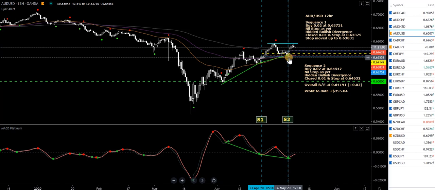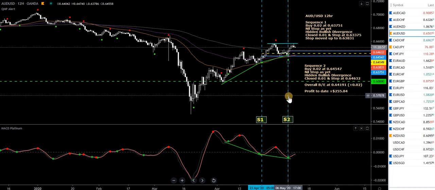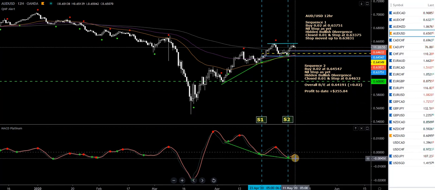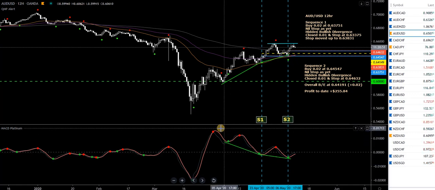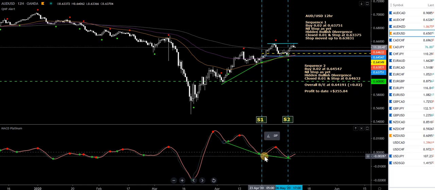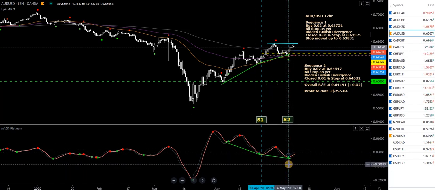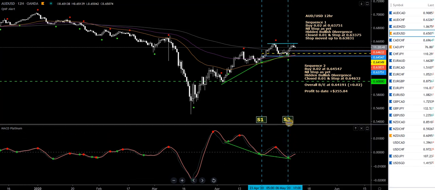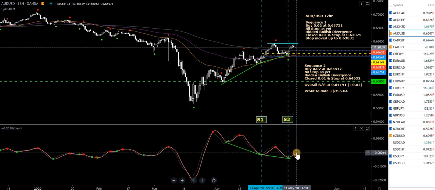Took another buy. Now we've got to the same sort of resistance level, and to me it's just showing a bit of weakness. The MACD Platinum, which is this bottom indicator, generally what I like to do is take sells when it's above the zero level, which is the dotted line, and buys when it's below the zero level. It's all been very tight around the zero level, and normally with a buy like I have on sequence 2 here, I would wait for this orange brownie line to go through that zero level.